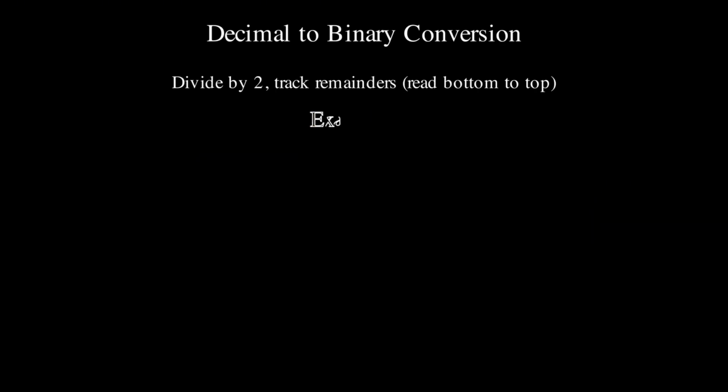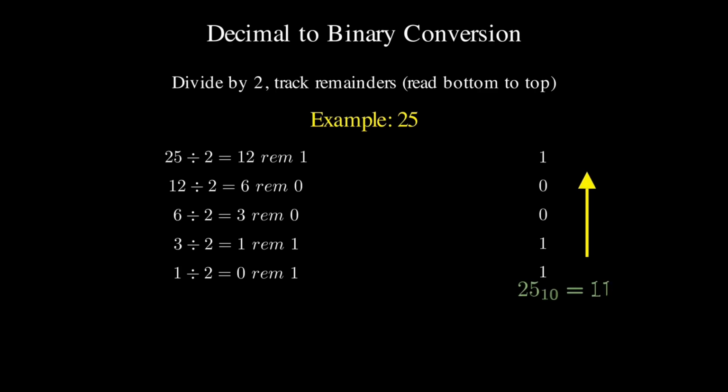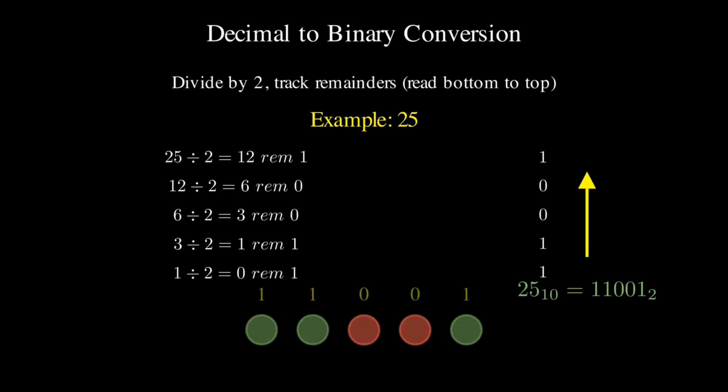Another example, let's convert 25 to binary. 25 divided by 2 is 12, remainder 1. 12 over 2 equals 6, remainder 0. 6 over 2 equals 3, remainder 0. 3 over 2 equals 1, remainder 1. 1 over 2 equals 0, remainder 1. Reading bottom to top, 1, 1, 0, 0, 1. So 25 is 11001 in binary.